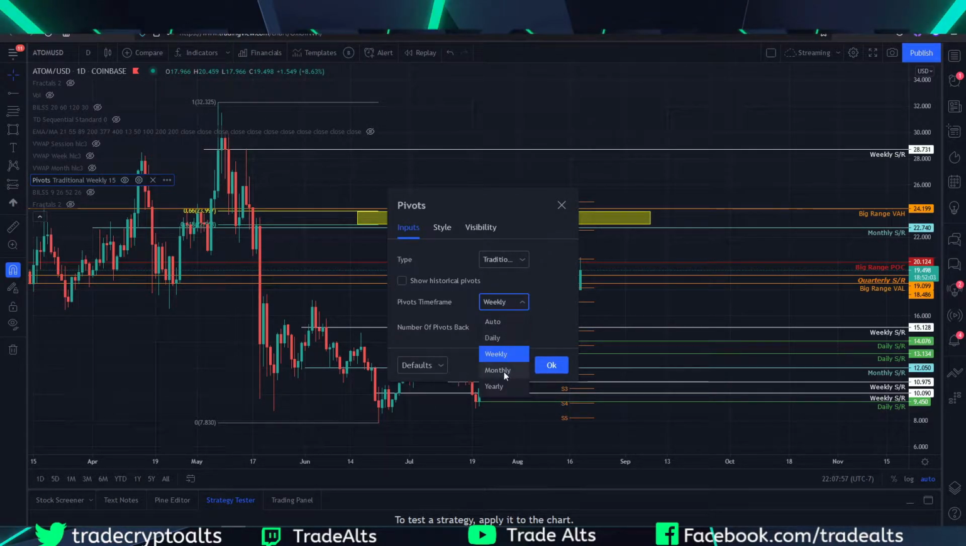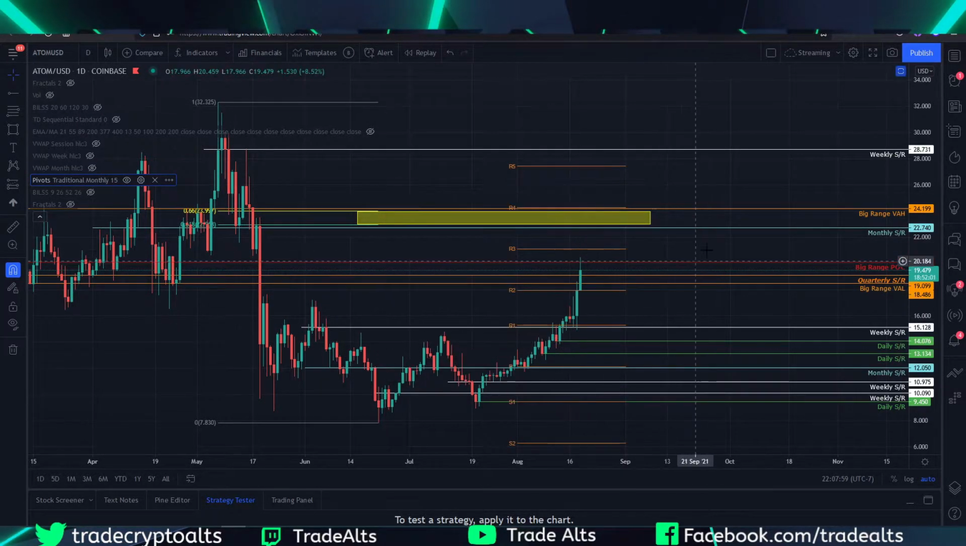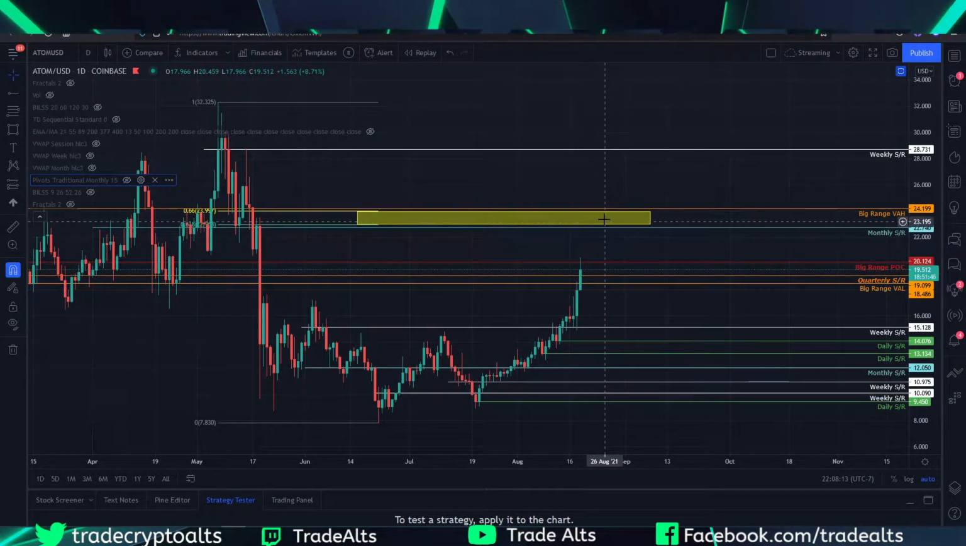Switch to monthly, see if there's anything on the monthly level. Your R4 is sitting at your range value area high, so that's telling you that's pretty important. So again, we know that there's a lot of resistance in this zone to be aware of. So reclaim your point of control, then you're looking up to this region. But expect a lot of resistance here.